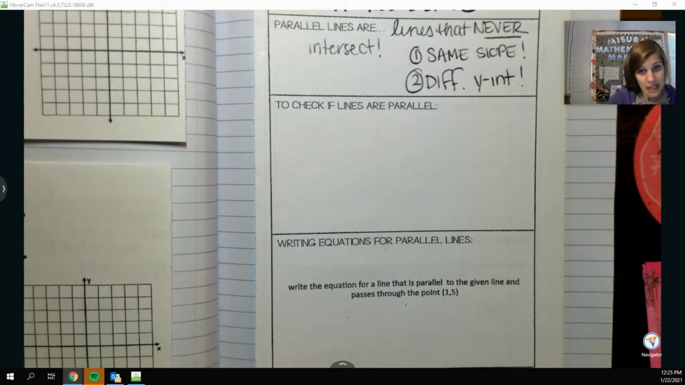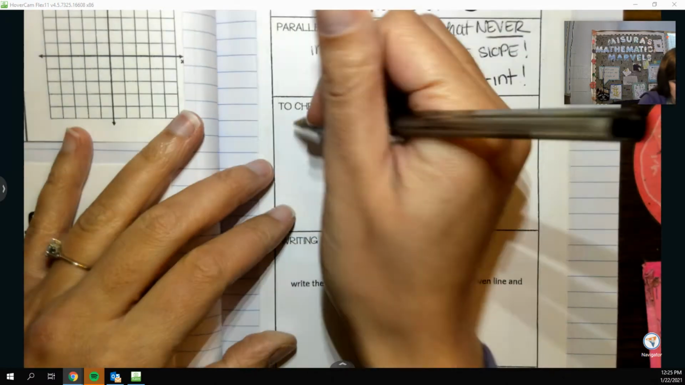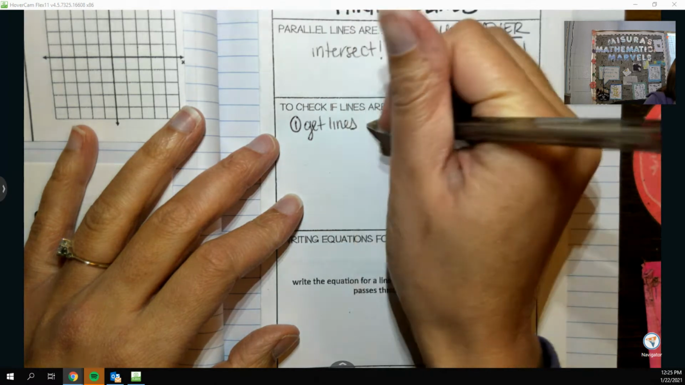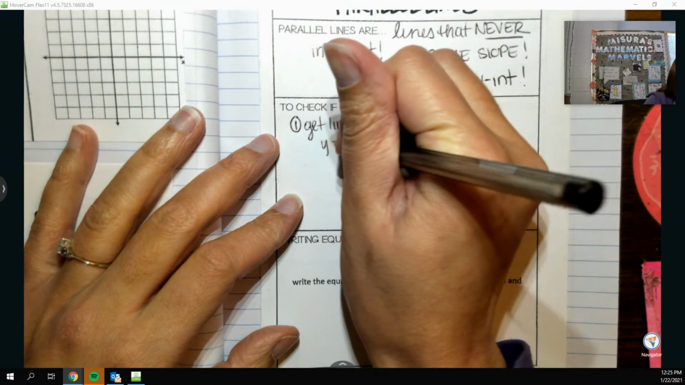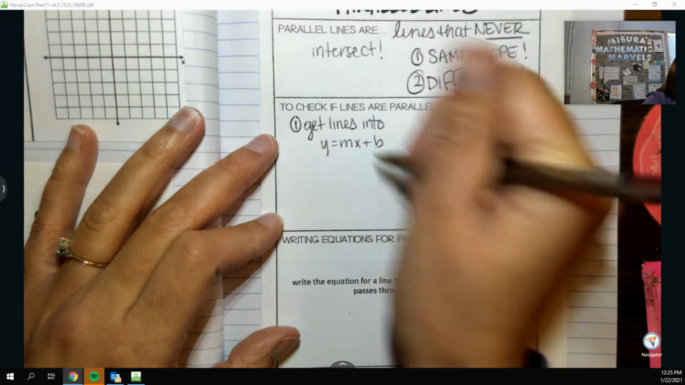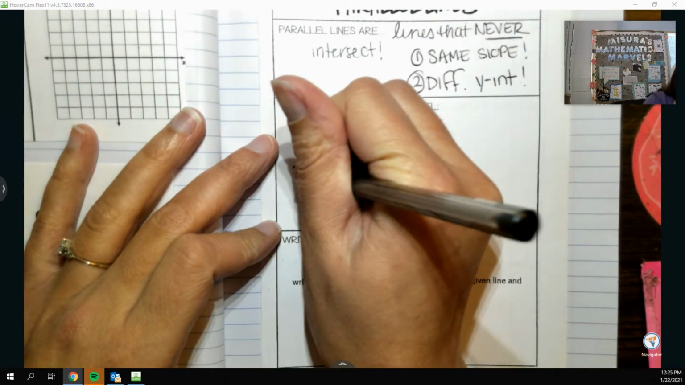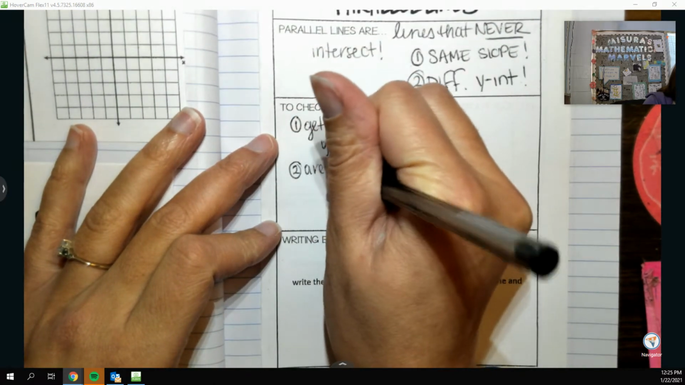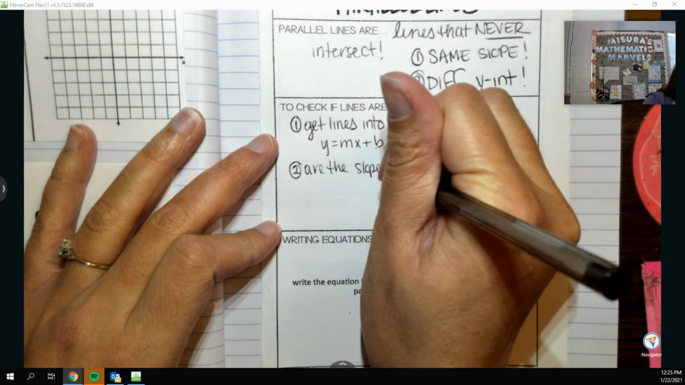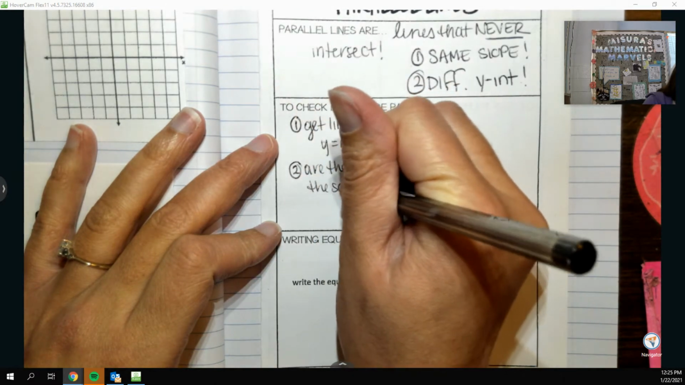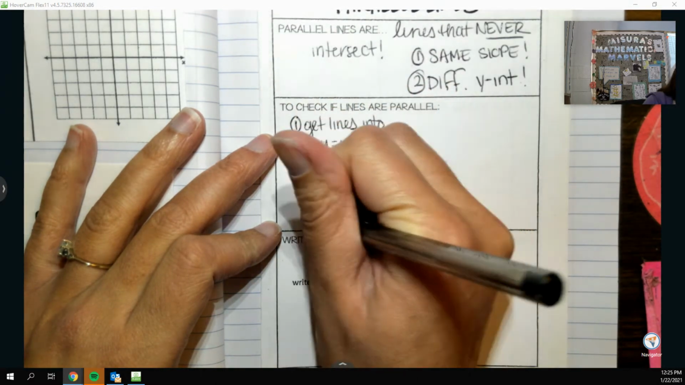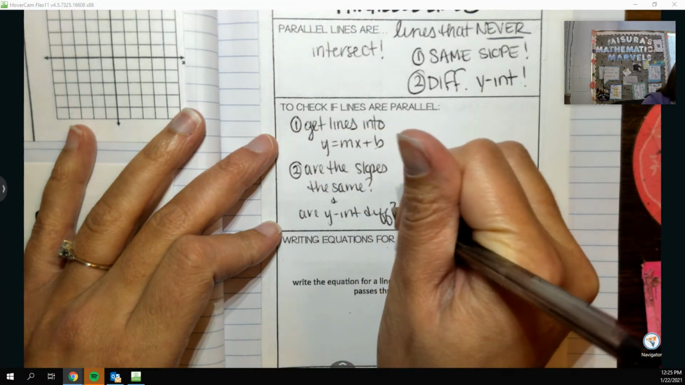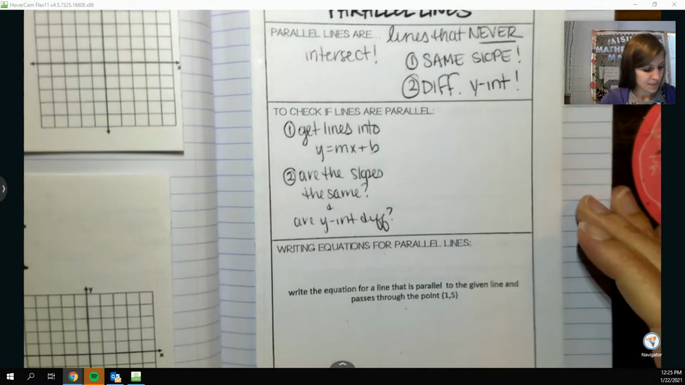So to check if lines are parallel, the best form to be in is y equals mx plus b. So first, get lines into y equals mx plus b. And then secondly, are the slopes the same? And are y-intercepts different? You need to say yes to both those.